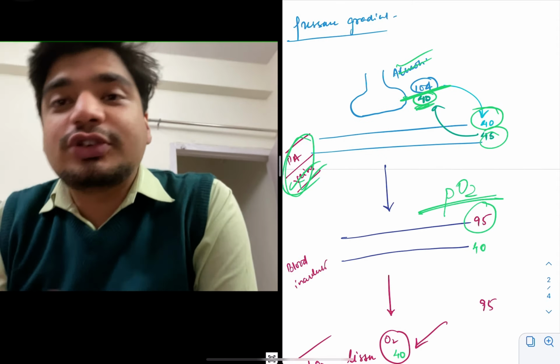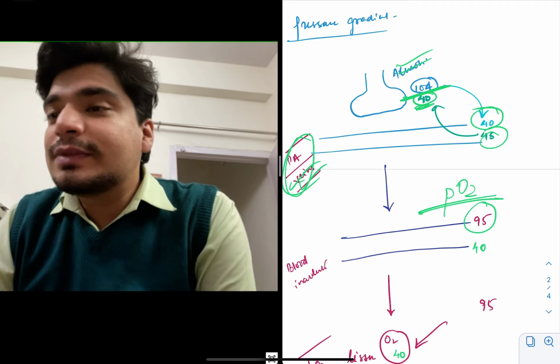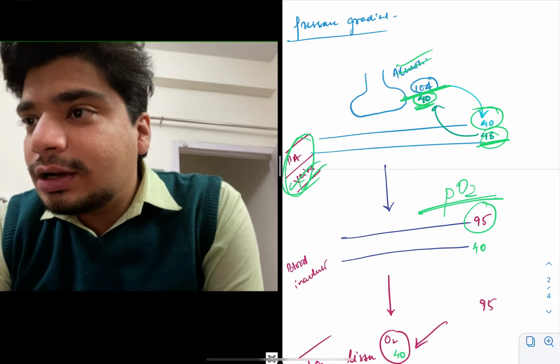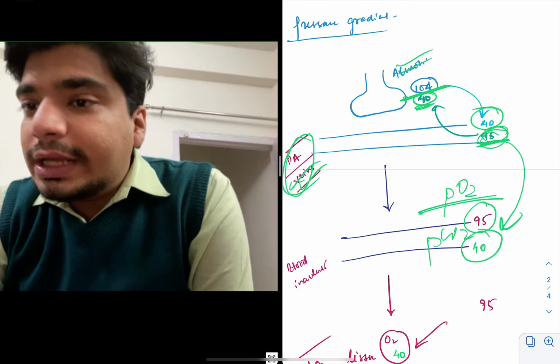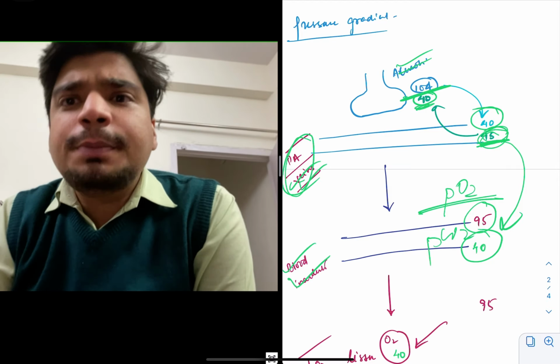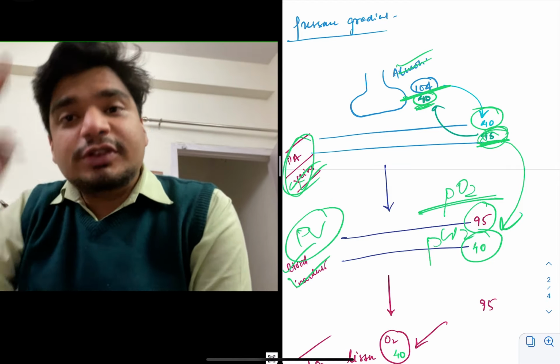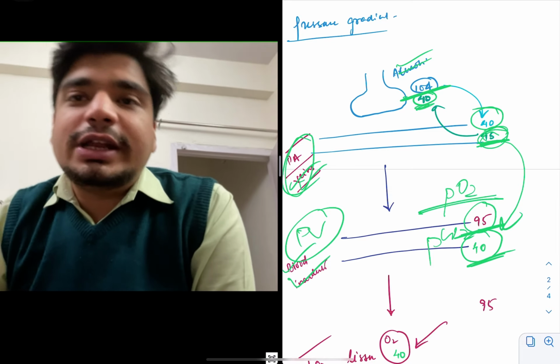The partial pressure of oxygen will be 95 millimeters of mercury, while PCO2 in the deoxygenated blood was 45. Some amount has diffused into the alveoli that we exhale. The exhaled air has carbon dioxide, and this 45 has decreased down to 40. So the pulmonary vein, which is bringing blood to the left side of the heart, will have a PO2 of 95 and a PCO2 of 40.